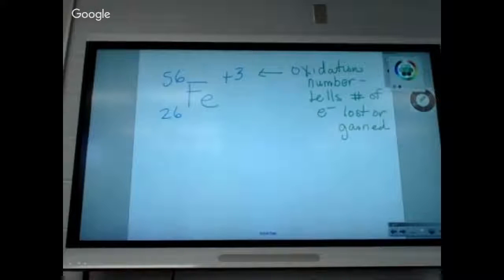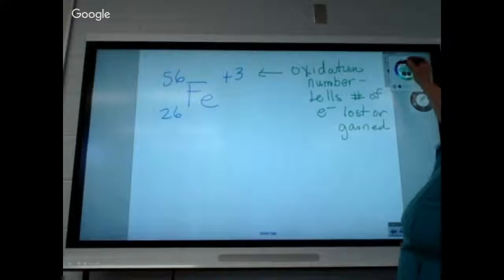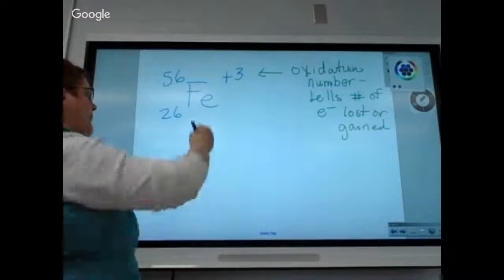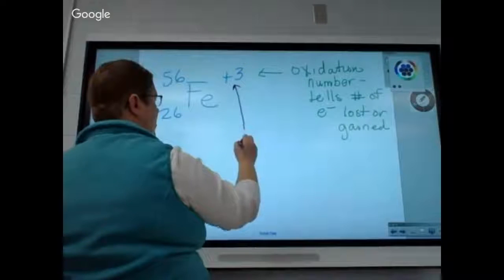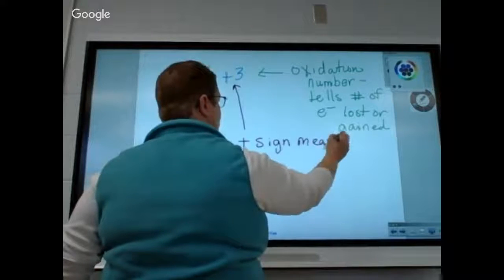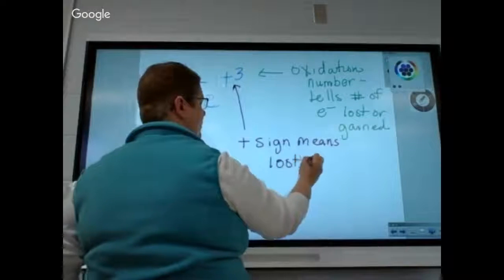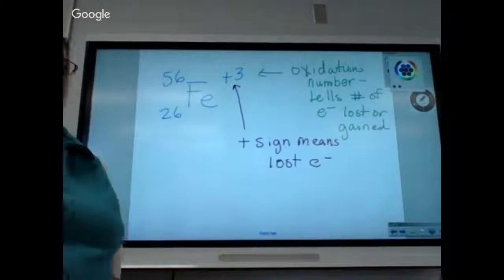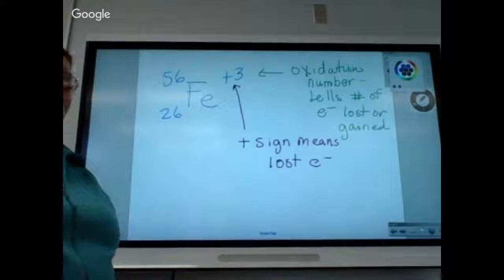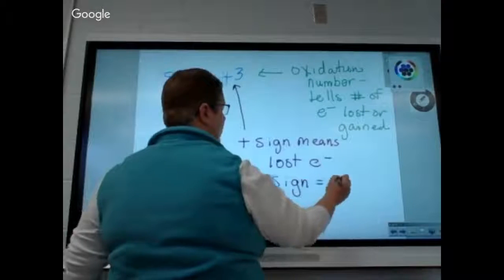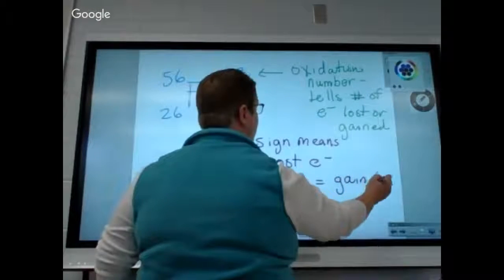Now, what does the +3 mean? Does it mean we gained electrons or does it mean we lost electrons? Most people think that, okay? This +3, the plus sign means that we lost electrons. Anytime it has a plus sign, it means that you lost electrons. And we're going to talk about why. So that means a minus sign means that you gained electrons.